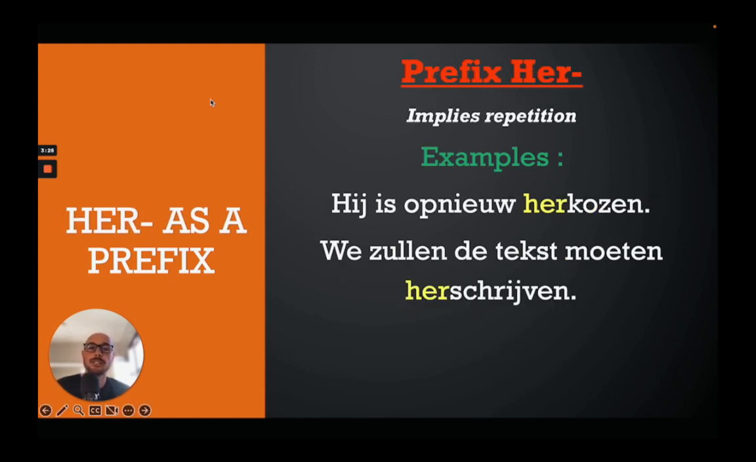We continue with the prefix her, and it implies repetition. Alright, so we'll take a look at the examples and then we will translate them so you have a good idea of what her actually means and implies as a prefix. So hij is opnieuw herkozen. He has been repetition, elected again.